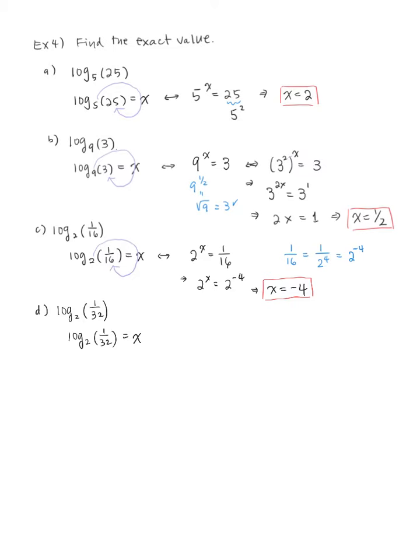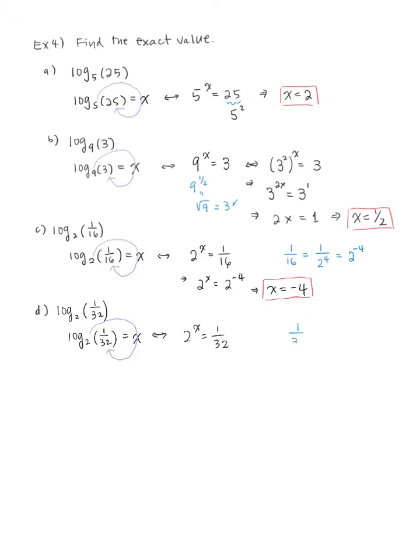Alright, so I'm going to start the problem as 2 to the what power is going to give us 1 over 32. Right, so now the game is I need to be able to rewrite 1 over 32 in terms of base 2. So let's see, what did you guys get?